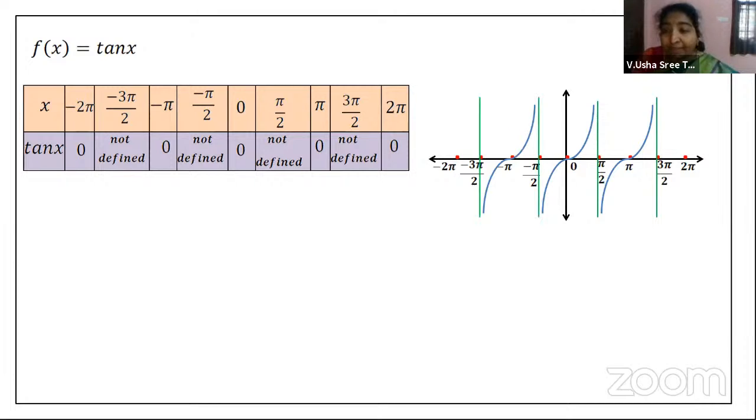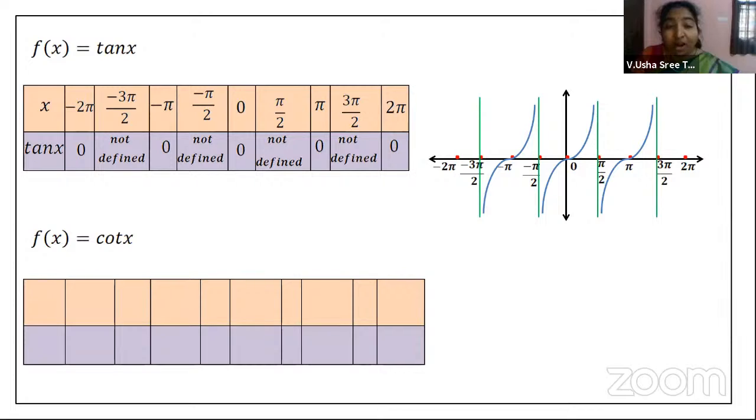Just observe this. The function is taking an undefined value exactly at multiples of 90. Did you observe this? Multiples of 90. What multiples of 90? Odd multiples of 90. See, 1 into 90, 3 into 90, minus 1 into 90 and minus 3 into 90. That means exactly at odd multiples of 90, where the multiples are integers, they may be positive or negative, at those particular values, the tan function is taking an undefined value, right?